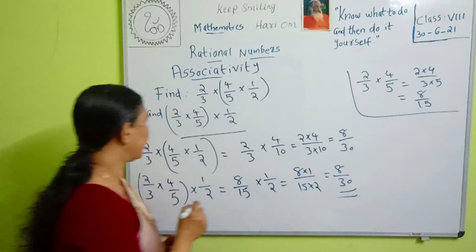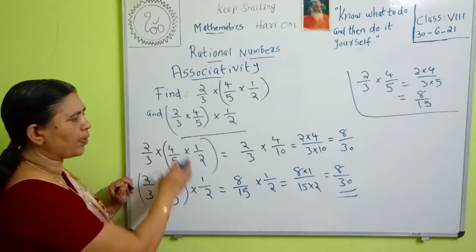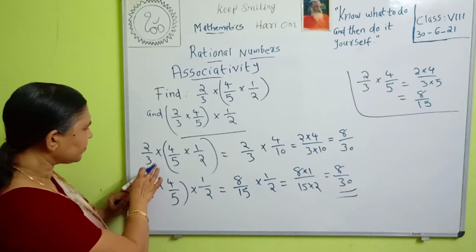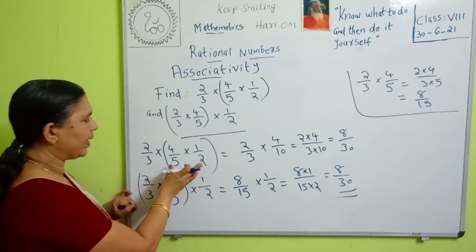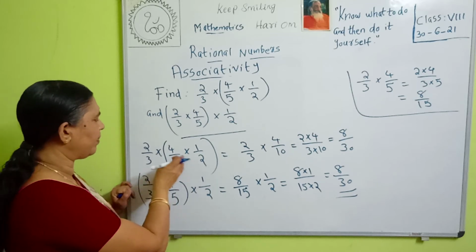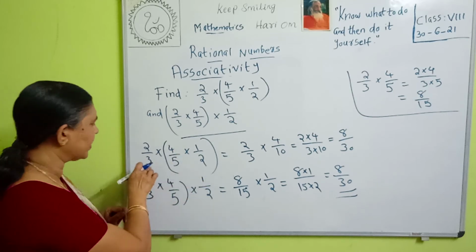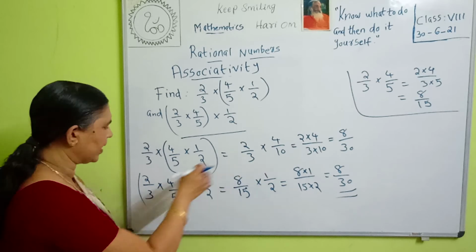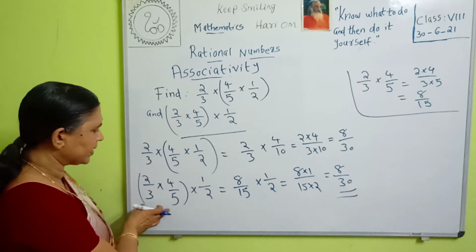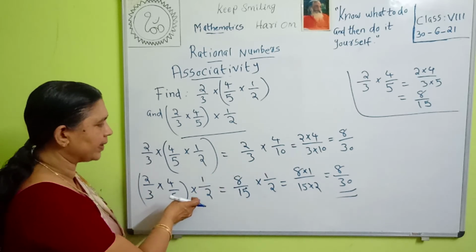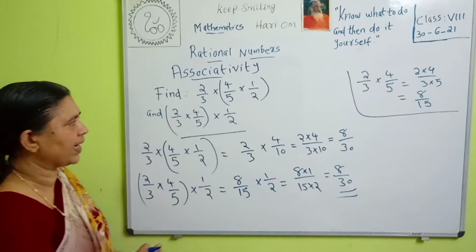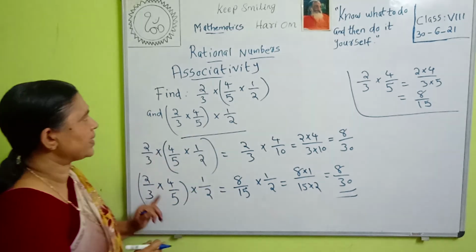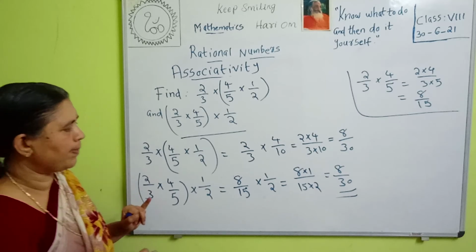So, if we multiply the numbers in any order, the product remains the same. Here, 2/3 × 4/5 × 1/2. First we multiply the second and third and multiply the answer with the first one. We got the answer 8/30. Second, we multiply the first and second number and multiply it by the third number also. We got the answer 8/30. So, we can say that multiplication is associative for rational numbers.